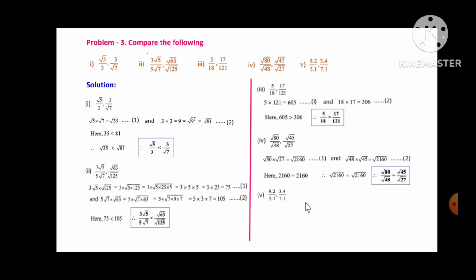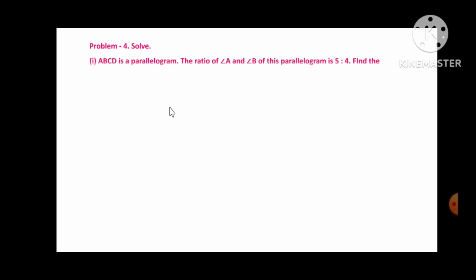Next we will see problem number 5. 9.2 upon 5.1 and 3.4 upon 7.1. Now cross multiply here, that is 9.2 into 7.1 is equal to 65.32, equation 1. Second, 5.1 into 3.4, that leads to 17.34, equation 2. So from equation 1 and 2 we'll get that this 65.32 is greater than 17.34. Therefore 9.2 divided by 5.1 is greater than 3.4 upon 7.1. We'll see, friends, now problem number 4.